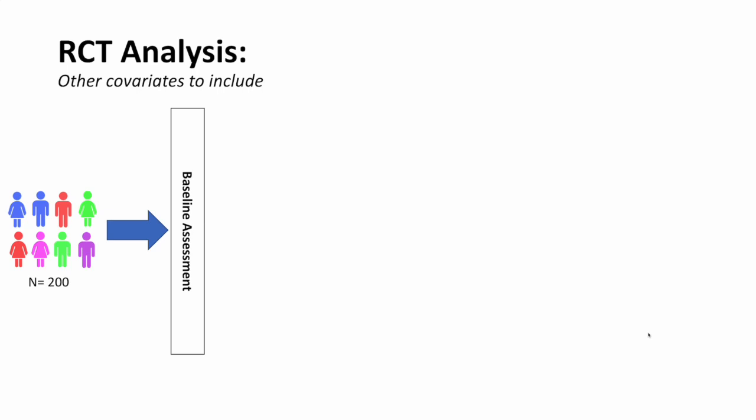What about other covariates to include? Well, I mentioned a while ago that's going to be dependent upon the intervention and what outcome of interest we're looking at. So let's just look at a hypothetical here. Let's assume we have 200 individuals in some sort of population.